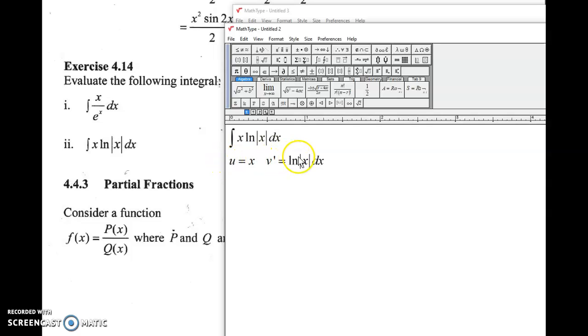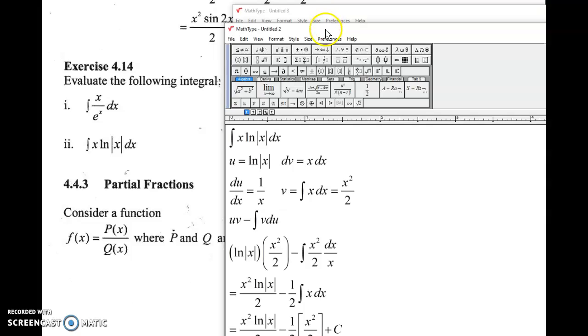u equal to ln x and v prime equal to x. Let's see what happens. So far so good. So we have u as our ln x and dv as our x dx. Differentiating u will give us 1 over x, and integrating x dx will give us x squared over 2. So the next thing to do is to just substitute it in our formula.